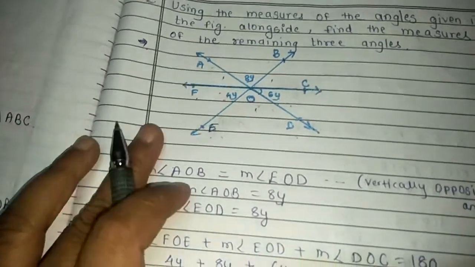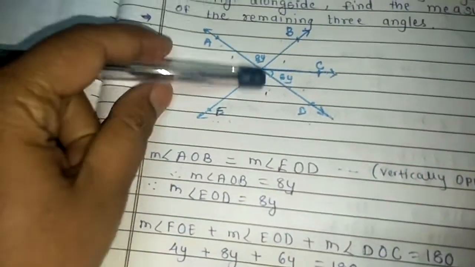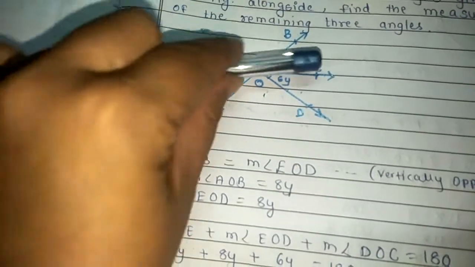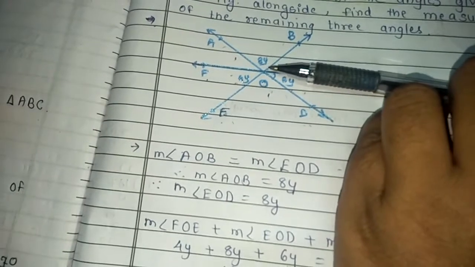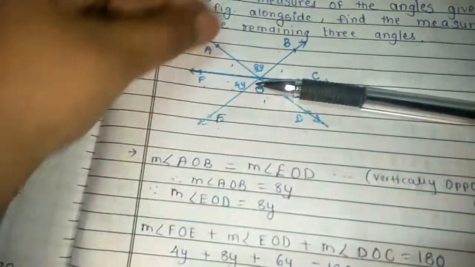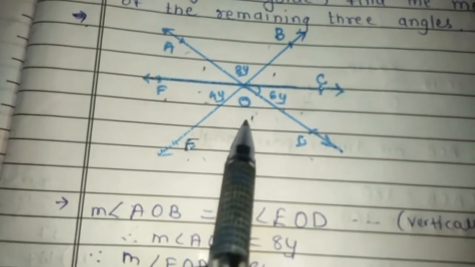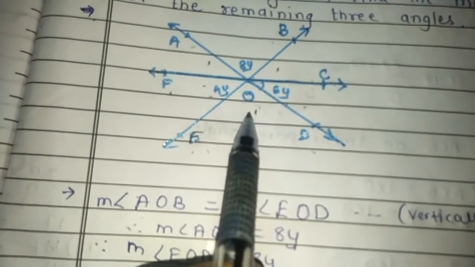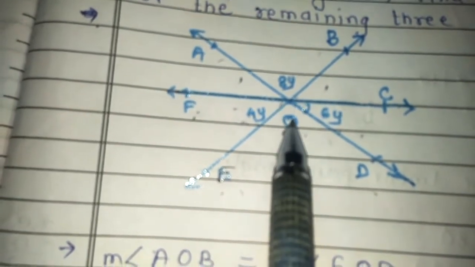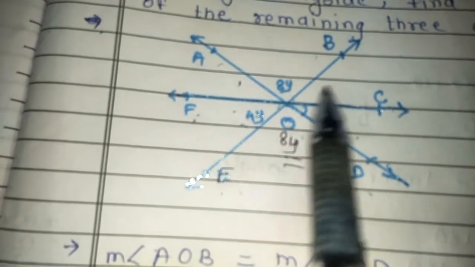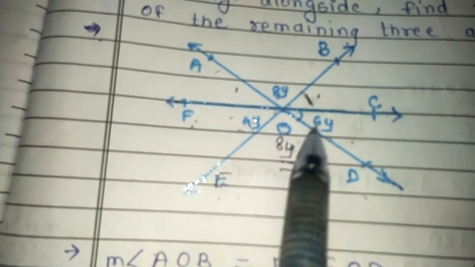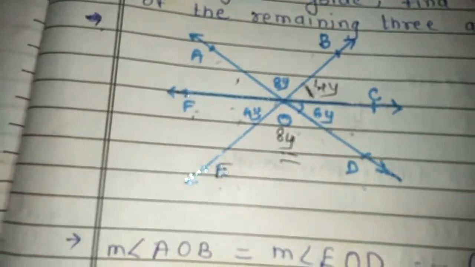Now see here, if you forget about these two lines, leave this line and forget this line, then you will understand that this angle and this angle are opposite angles. It means if the measure of this angle is 8y degrees, then the measure of this angle is also 8y degrees. Done. So it is also 8y. Then suppose angle FOE is 4y, so its opposite angle is this angle, so the measure of this angle is also 4y.